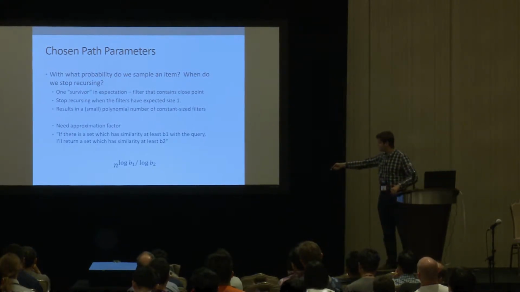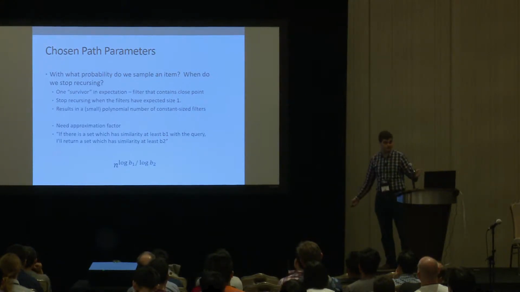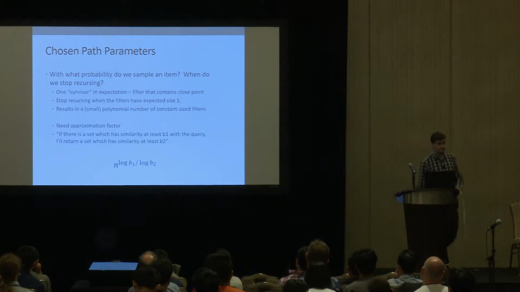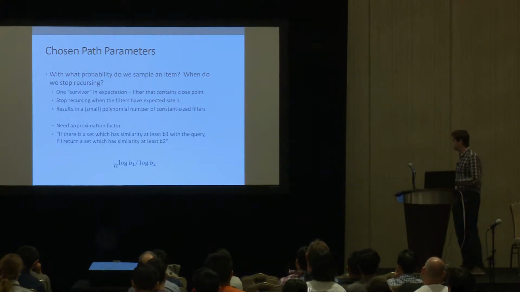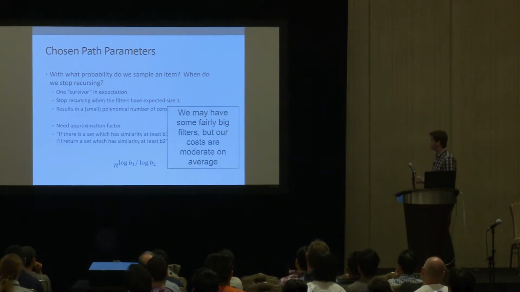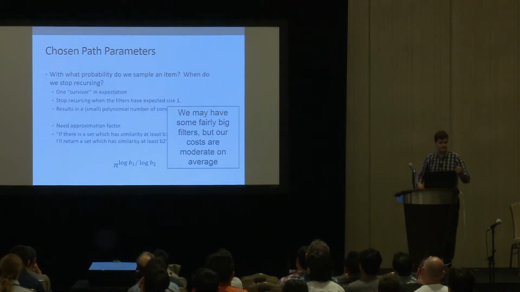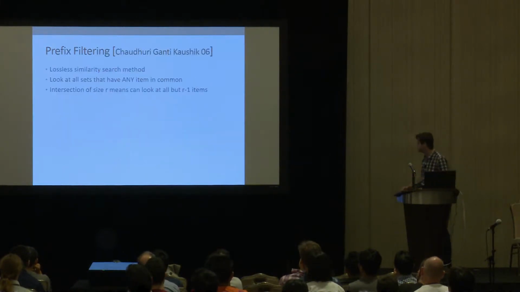If there is a set which has similarity at least B1 with the query, this is brown blanket similarity, I'll return a set which has similarity at least B2. And you get n to the log B1 over log B2 time. And that's just some constant. So this is chosen path. This is one way to solve this problem. Like I said, we may have some fairly big filters, but if you set the parameters right, your costs are moderate on average. They don't occur too often.